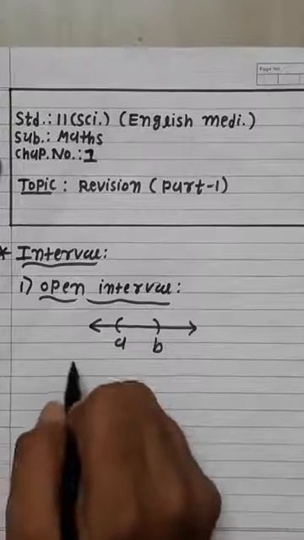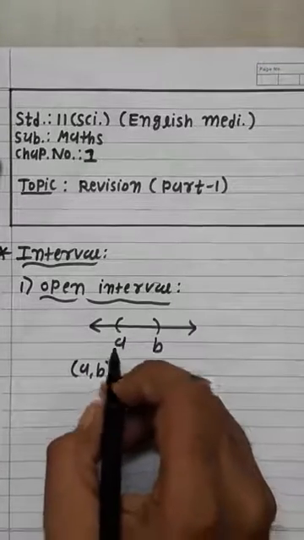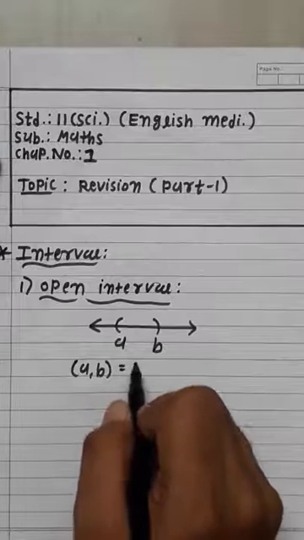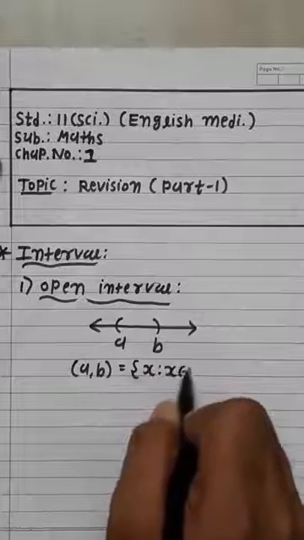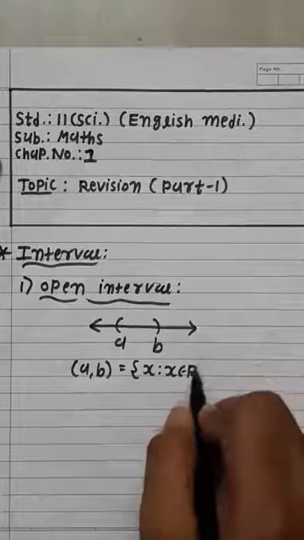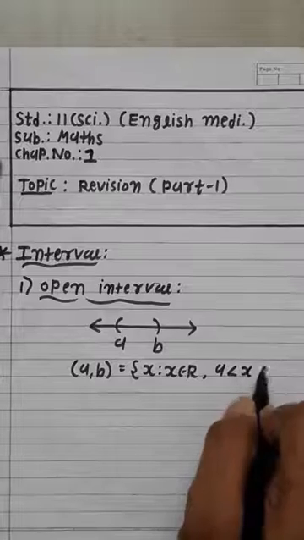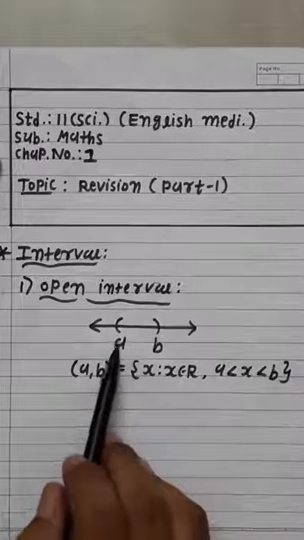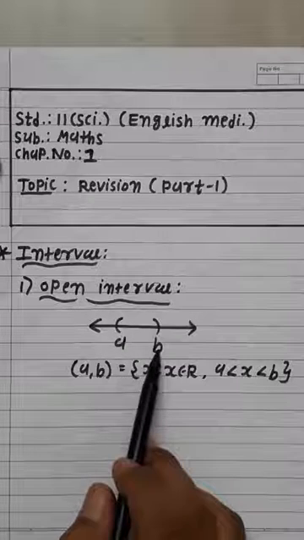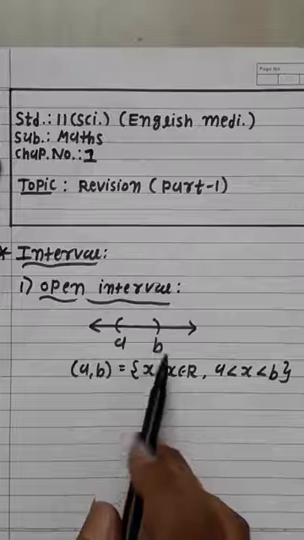Symbolically, we can write the open interval (a, b) is equal to the set of x, where x belongs to R, comma, a less than x less than b, right? All these numbers between a and b, but we cannot include a, we cannot include b.